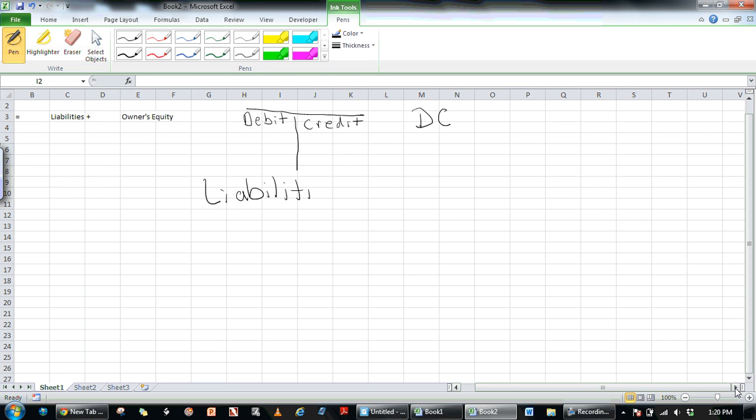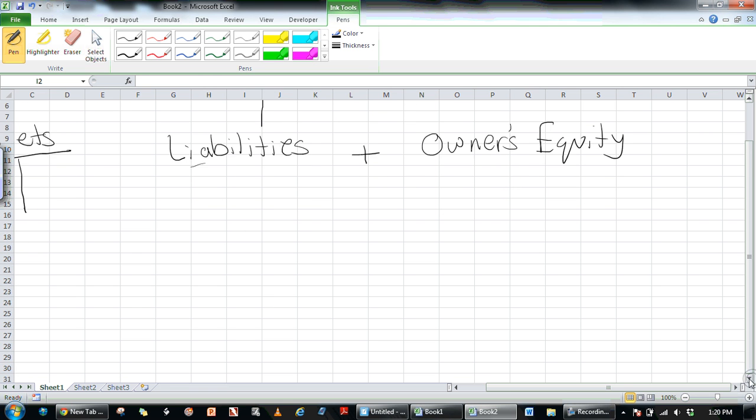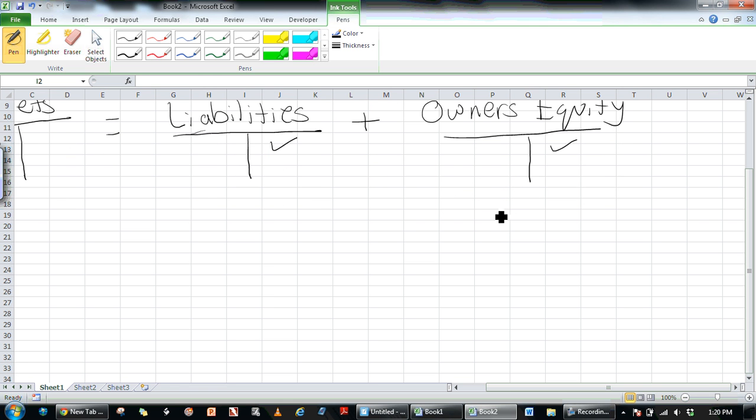Now we get more classifications. We learned about different classifications under owner's equity. The first ones that we learned about, well, actually we learned both of them together, was revenue, and then we learned about expenses.